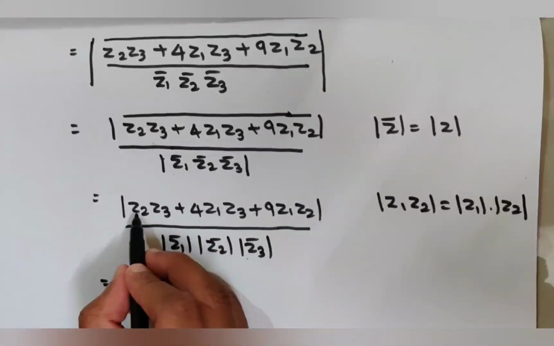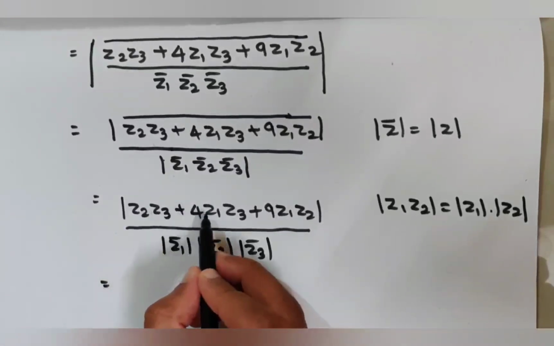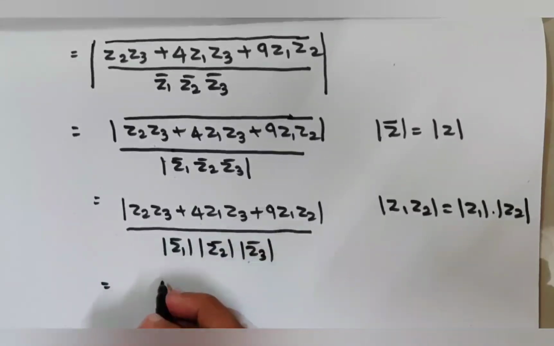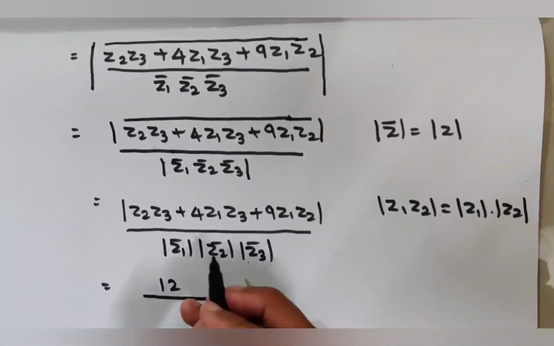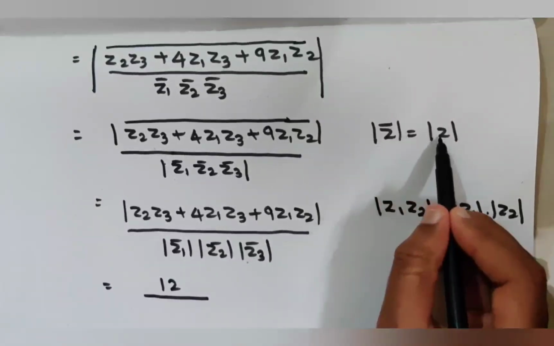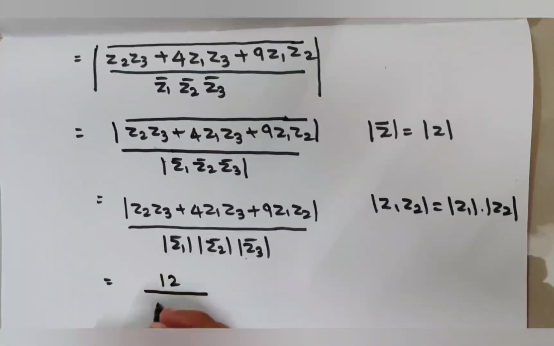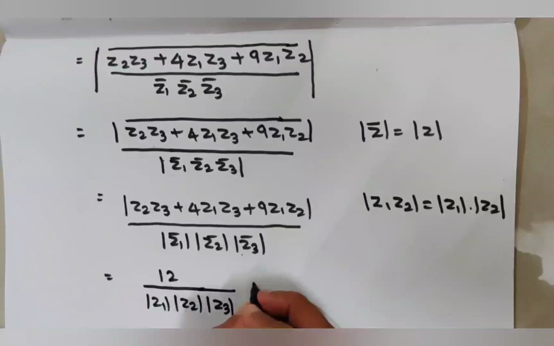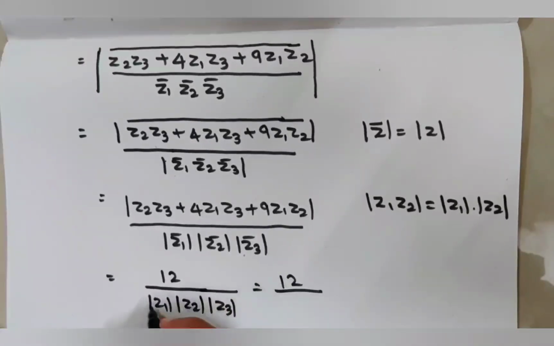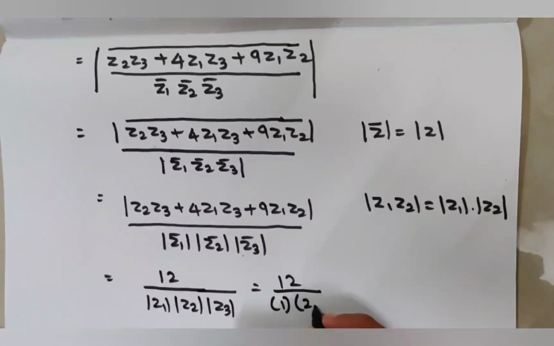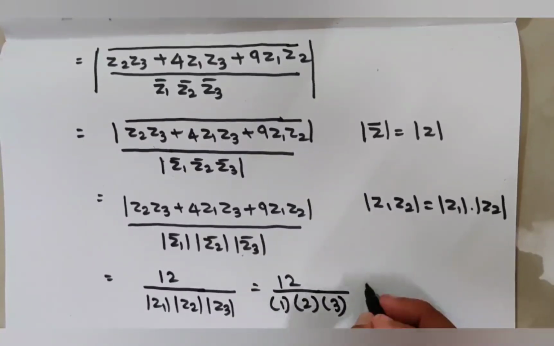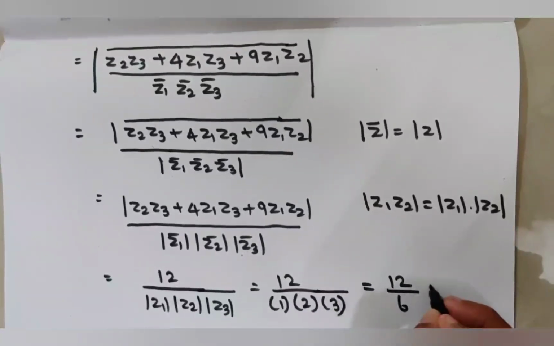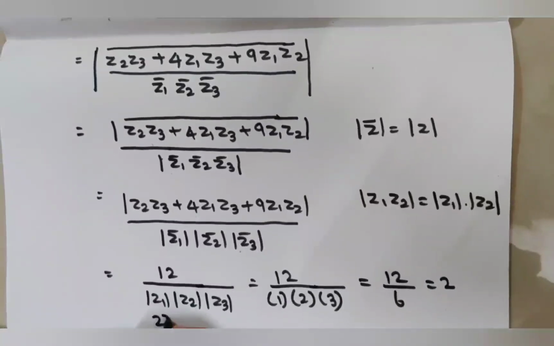I know the value of modulus of z2 z3 plus 4 into z1 z3 plus 9 into z1 z2. The value is given in the question. The value is 12, divided by, using the property modulus of z bar is equal to modulus of z, modulus of z1, modulus of z2 and modulus of z3. Here the values are given in the question: modulus of z1 is 1, modulus of z2 is 2, modulus of z3 is 3. So if I simplify this, I'll get 12 divided by 6, that is 2. Answer is 2. My option 2 is correct.